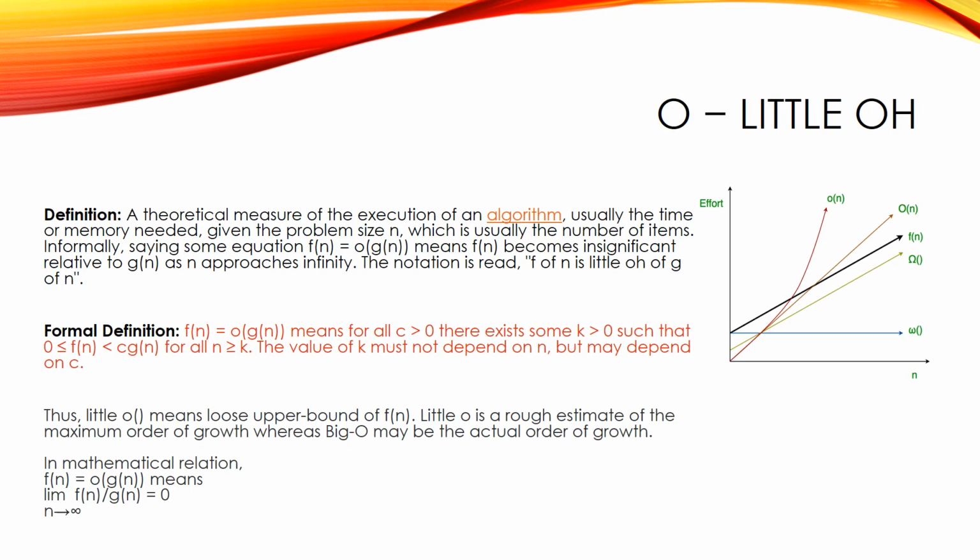Now let's discuss the little o notation. Little o notation means loose upper bound of Fn, or little o is a rough estimate of the maximum order of growth, where big O means the actual order of growth. Everything is same as big O except the sign. So here Fn is less than C dot Gn.